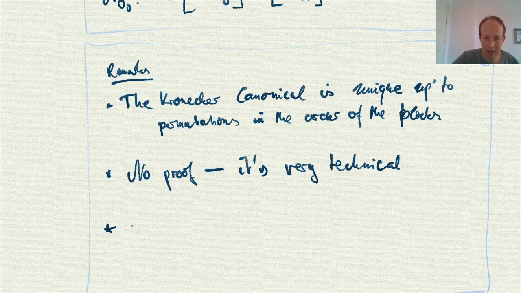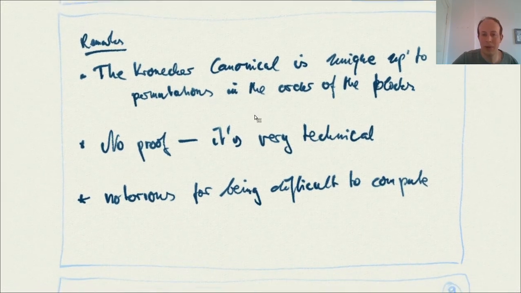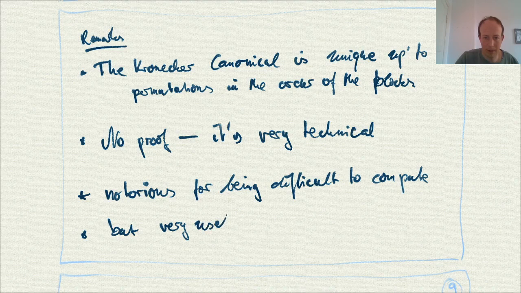And one more thing: the Kronecker canonical form is notorious for being difficult to compute. So it's not a good idea to compute these Kronecker canonical forms by means of a computer. But it is very useful, and we will base a lot of our considerations for the analysis on it.